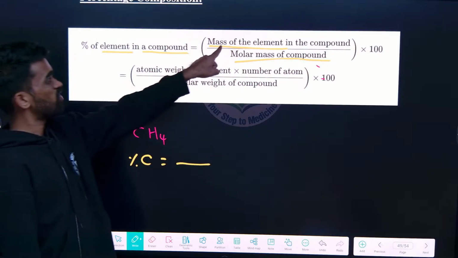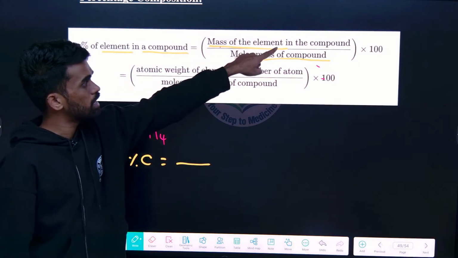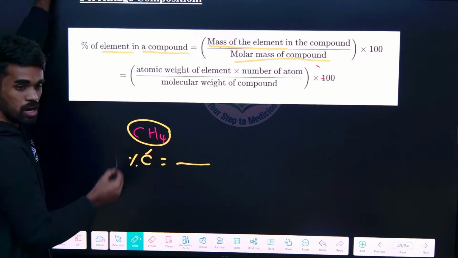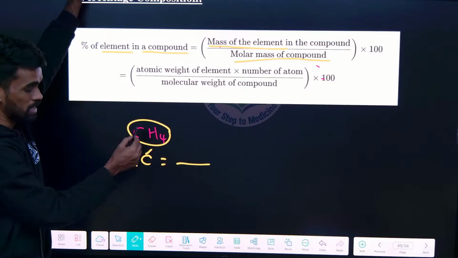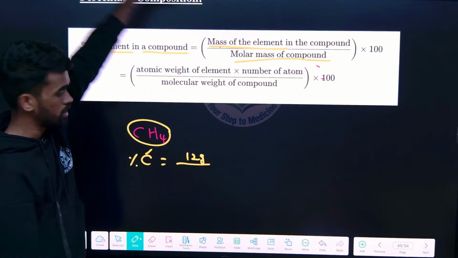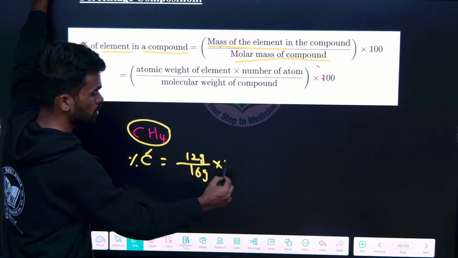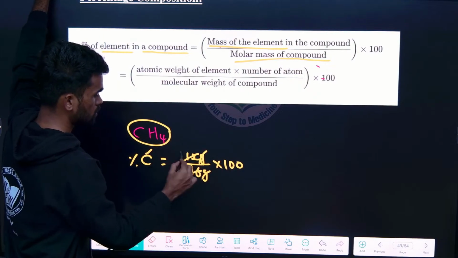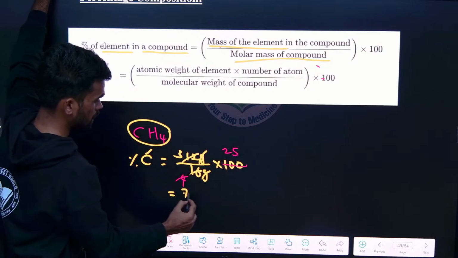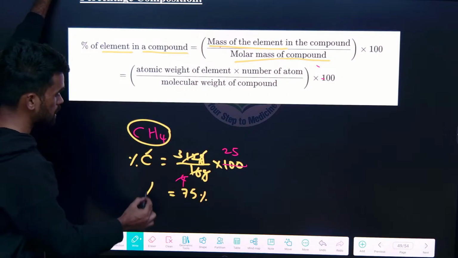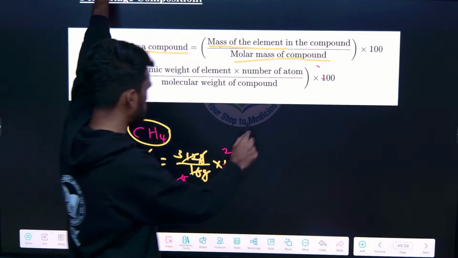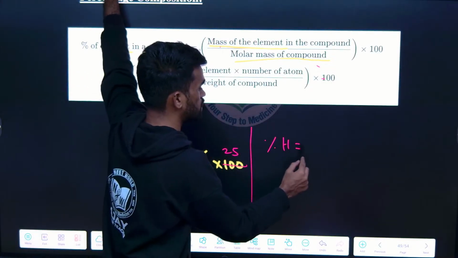So what is the formula? Mass of the element in the compound. Now I am asking for the carbon in methane. What is the carbon weight? 12 grams. Next, molar mass of the compound is 16 grams, into 100. So that is 3, 4, 25, so 75%. What is the mass percentage of carbon in this? Is that clear? Okay.